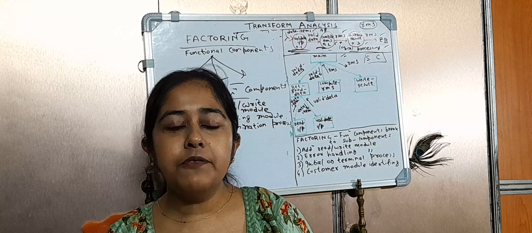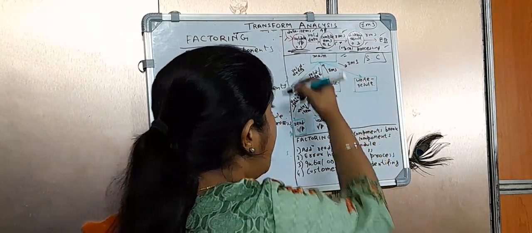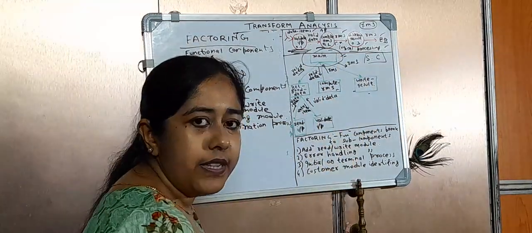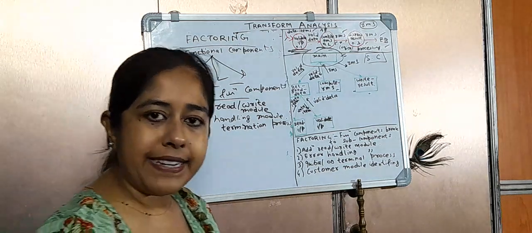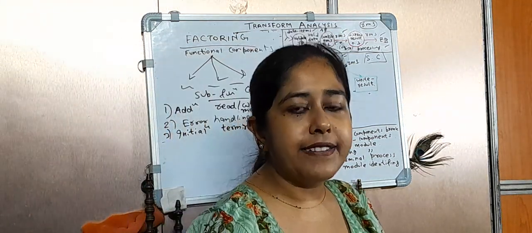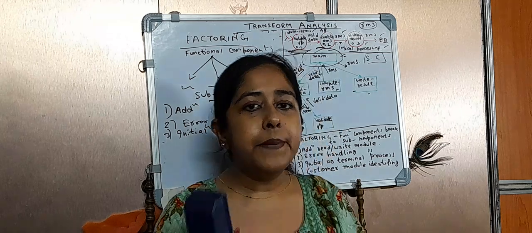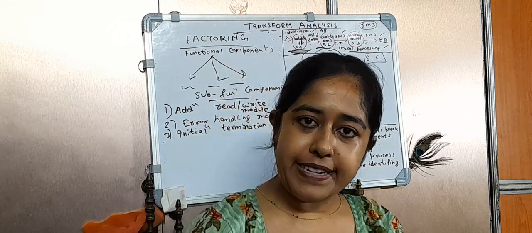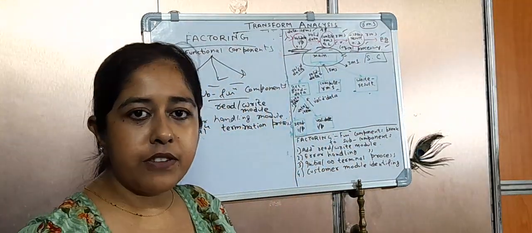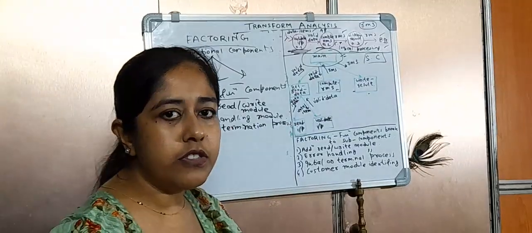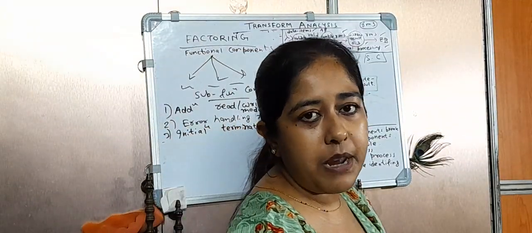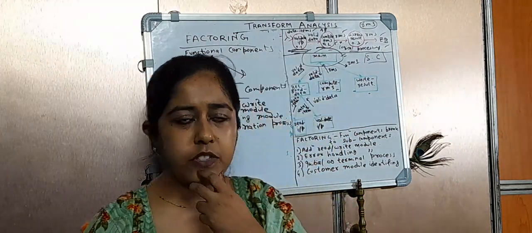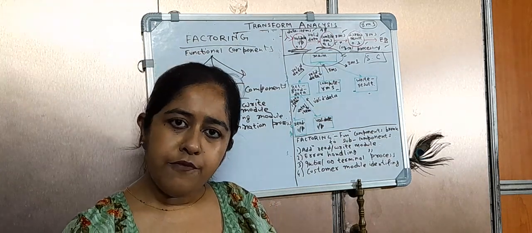So when we are breaking a particular functional component into sub-functional components, this is called factoring, which comes in your exam. What is factoring? In that case, you will write: breaking of functional components into different sub-functional components is known as factoring. By the factoring process, we can get some read-write modules, some initialization or termination processes, some error handling modules, or some customer identifying modules. So these can be identified from your factoring.